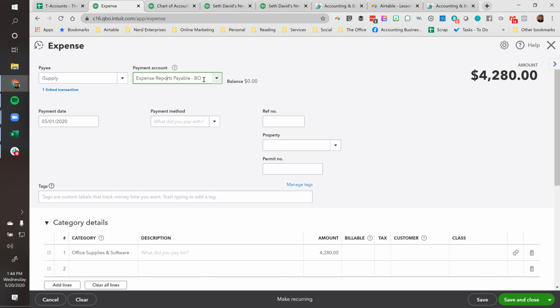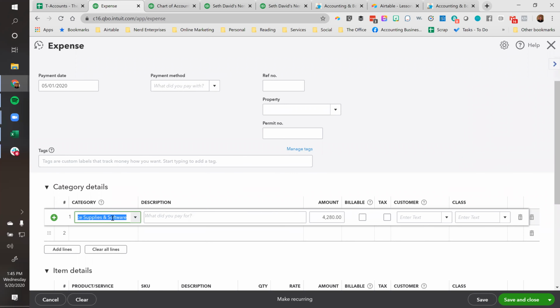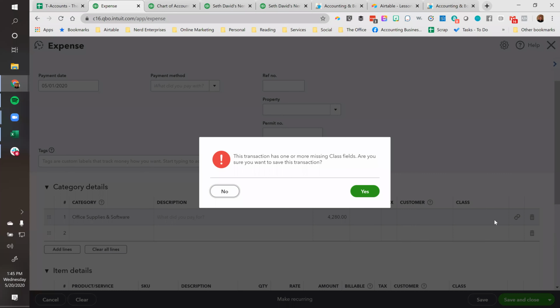In this case, this is still the account that's being credited in this transaction, whether it's an expense or a check. And in this case, we're crediting a liability account, a credit card account type, which is a liability. So we're increasing this liability called expense reports payable business owner. And we're debiting whatever's here, which in this case is now the office supplies and software expense account, right, for the same 4280. So I'm going to click save.